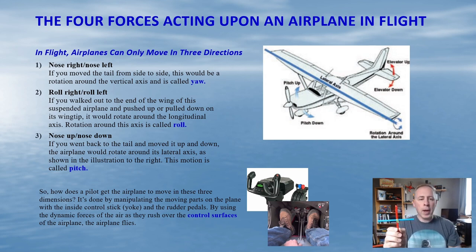If we're going to fly this plane and we want the nose to go left or right, that is called our yaw. And again, that's going to be controlled by the foot pedals that you see there on the screen by the pilot. So moving from side to side in that position is called our yaw, because you figure our nose is right here, our tail is right here.